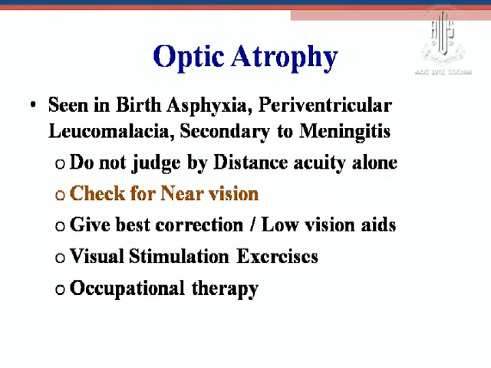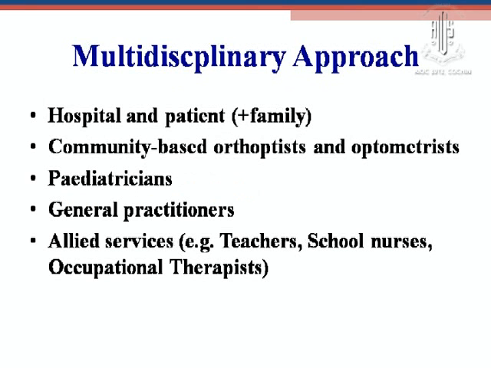We also see commonly strabismus associated in cases of children with optic atrophy due to birth asphyxia, periventricular leukomalacia, or secondary to infections like meningitis. So we should not only judge them by distant acuity alone. We should always check for the near vision as they can do the near activities well. So we should give the best correction along with visual stimulation exercises and occupational therapy. So this needs a team approach and we involve the role of all pediatricians, ophthalmologists, teachers, nurses, everybody is involved in the management of such kids.